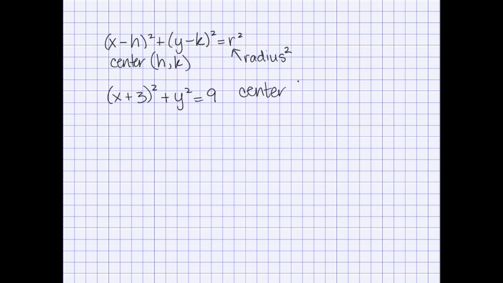And so here's an example. So our h is negative 3, and our k is 0, since there isn't anything there. So the center is at negative 3 comma 0, and our radius is the square root of 9, which is 3. Since it's a distance, it's always the positive root.